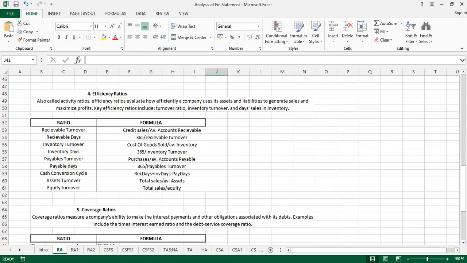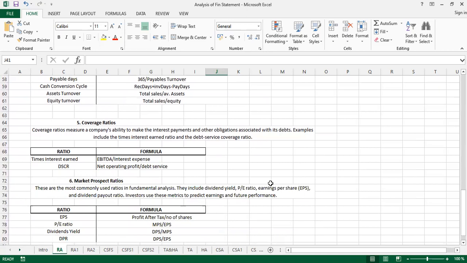Then we go to coverage ratios. Coverage ratios measure the company's ability to make the interest payments and other obligations associated with its debt. Examples include the times interest earned ratio and the debt service coverage ratio. The times interest earned ratio is the earnings before interest, tax, depreciation, and amortization over interest expense. And the DSCR, or the debt service coverage ratio, is the net operating profit over debt service. This debt service is like the loan, the principal plus the interest. Now it's the debt service.